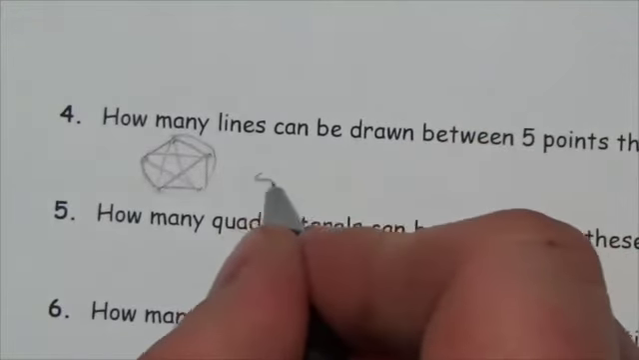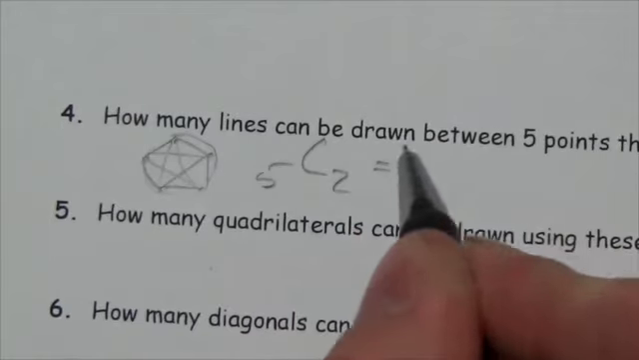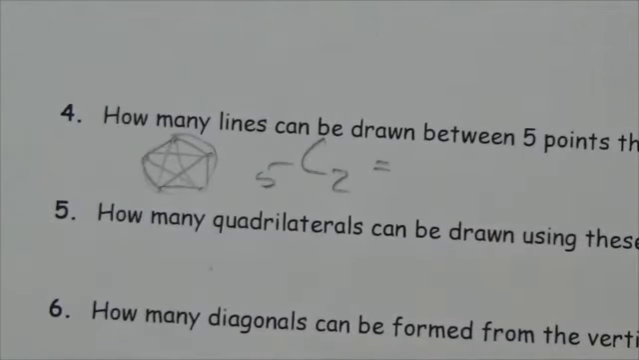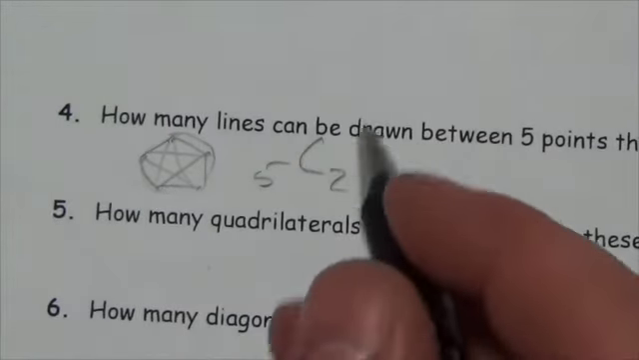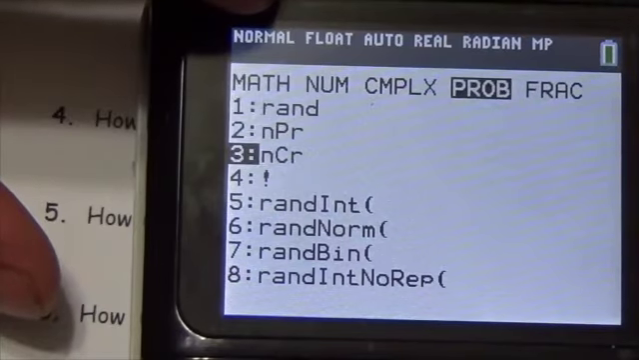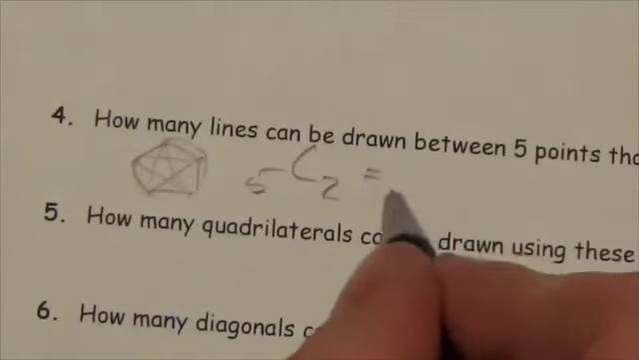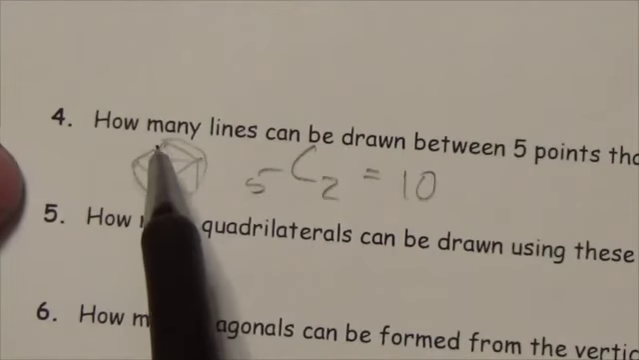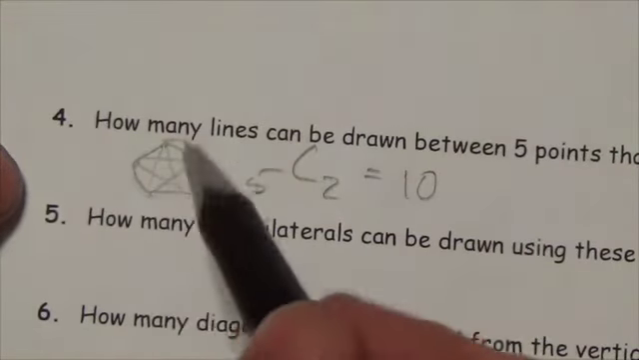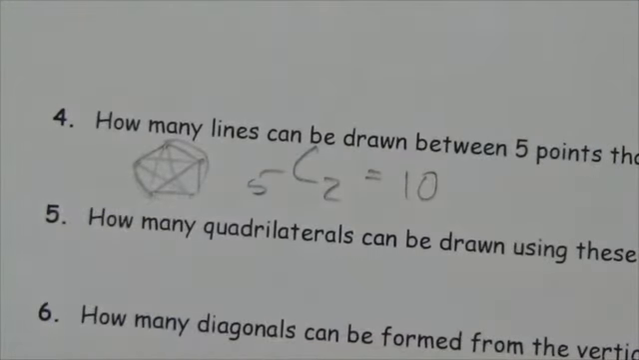The answer is, well, you've got 5 points to choose from, and all we need are 2 to make a line segment. So how many ways can we choose 2 out of a group of 5? Well, over to our probability menu: 5 choose 2. And the answer is 10. Actually, I probably could have counted that out here. We got 1, 2, 3, 4, 5. And then 6, 7, 8, 9. Yeah, 10. 10 different ways I can connect the 5 points on a circle.